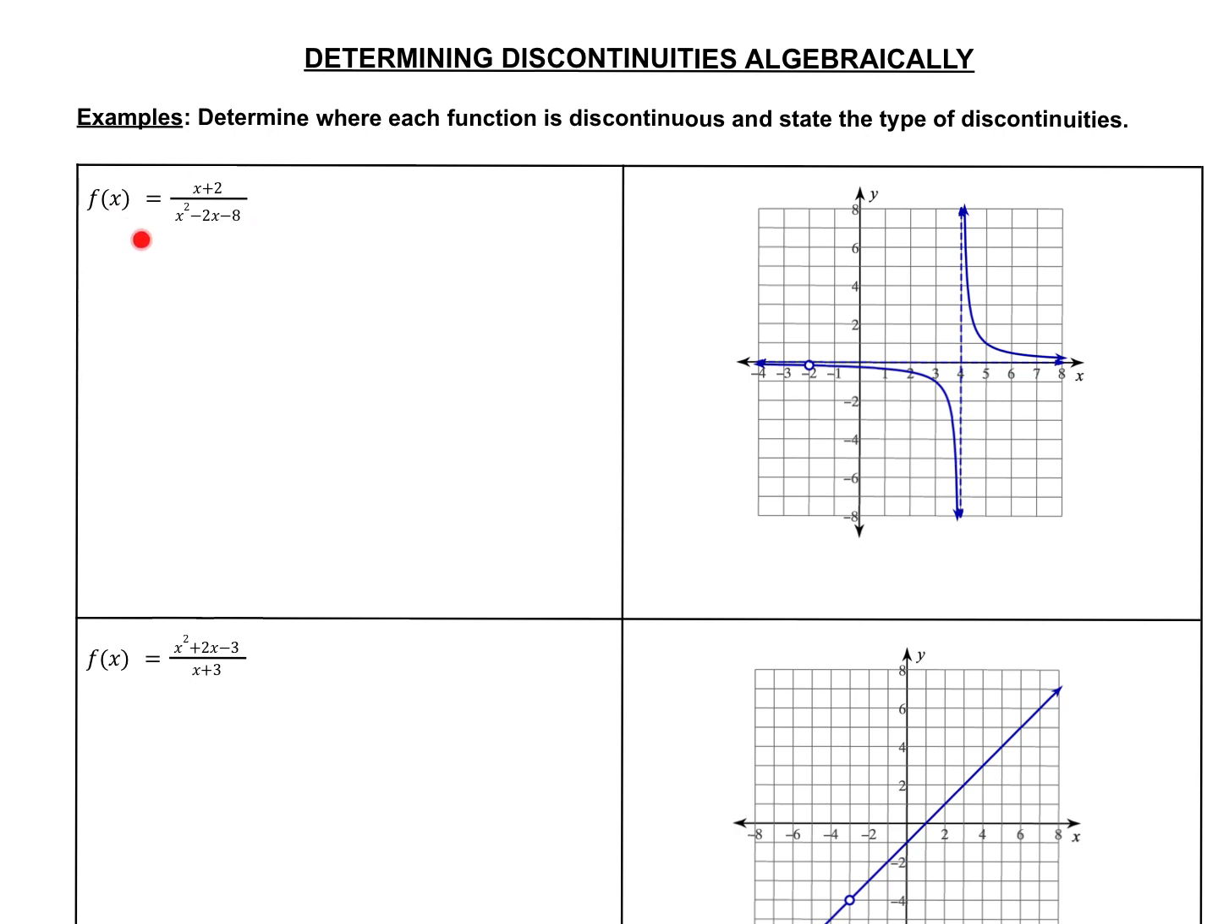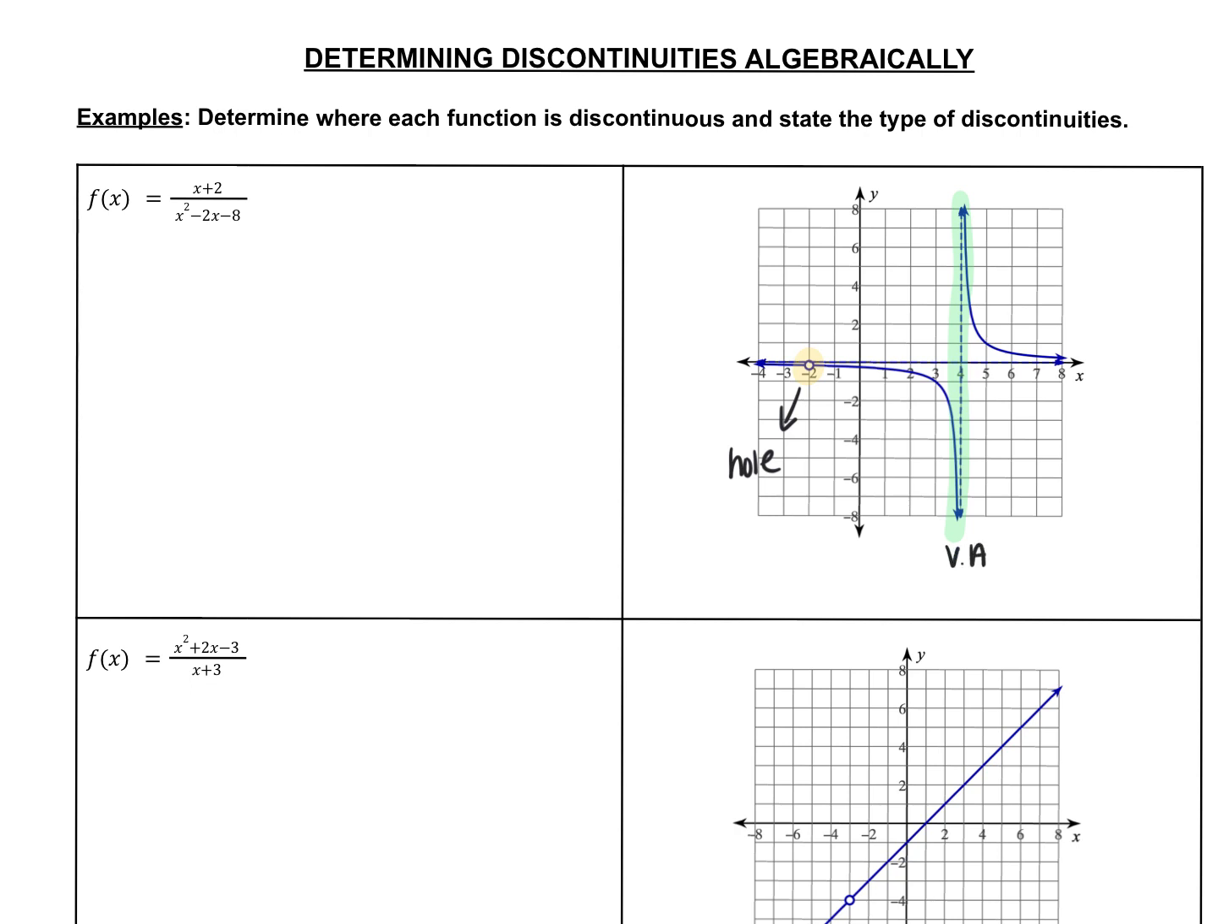So let's just look. Here is a rational function, and here's the graph of the rational function. You should look at this and notice that there are two types of discontinuities. We have this vertical asymptote here, and we also have the hole here. So we have a hole and we have our vertical asymptote. How would we do this algebraically?